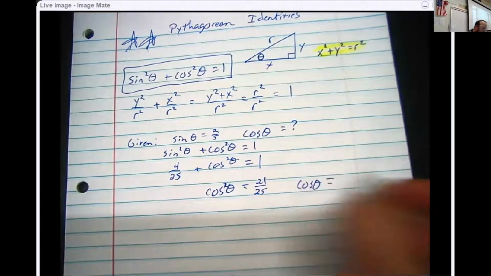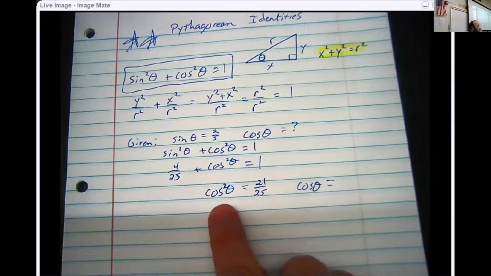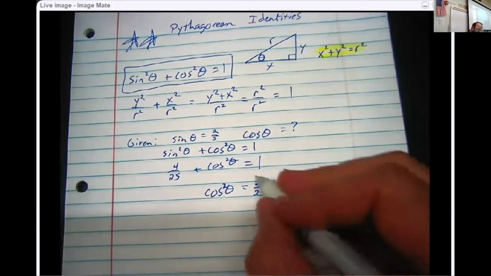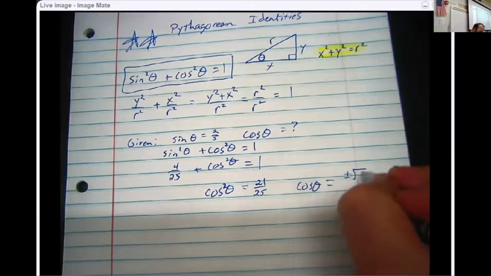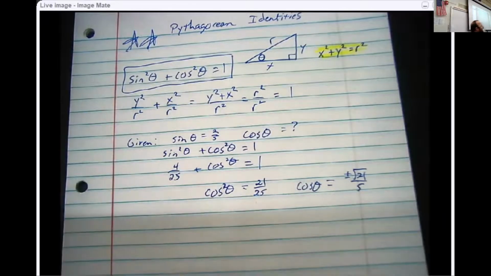So can you tell me then what the cosine itself is? I wanted to know the cosine, not the cosine squared. What would we have to do? How do we get this cosine squared down to just a plain old cosine? Square root. And what is the square root of this? It would be plus or minus root 21 over 5. Why does it make sense that it's a plus or minus? There were 2 triangles, one in the first and one in the second.